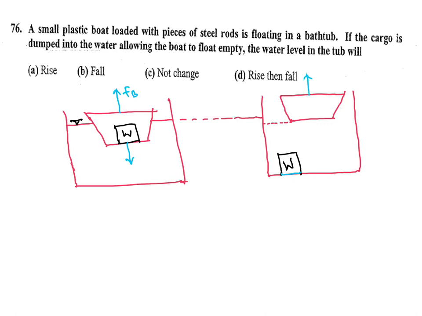Your force of buoyancy, let it be FB1, and in the second case, force of buoyancy FB2. Here, the water level will fall by del H height. You can do this experiment in your bathroom also. The water level will fall. So, B is your answer.